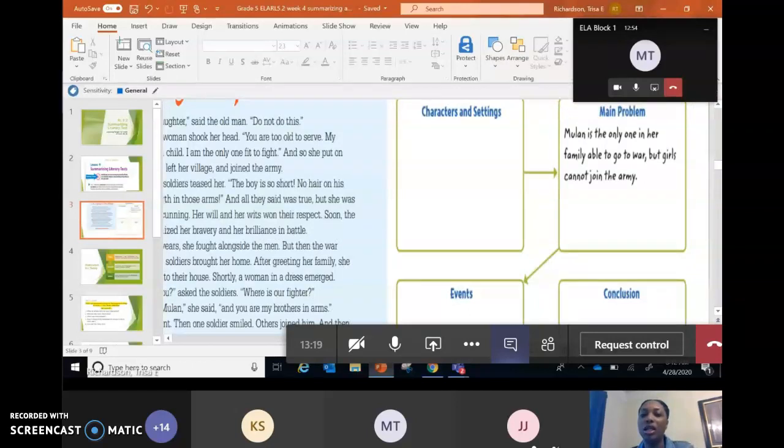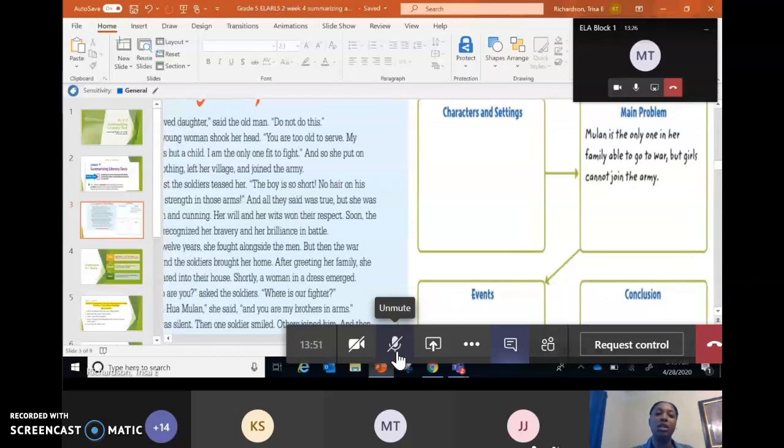Now, what I do want you to recognize is that the main problem is already given and established for you all. Today, you all are going to help me to determine the characters and setting, the events, and the conclusion only for this small bit of story right here. So it says the main problem is Mulan is the only one in her family able to go to war, but girls cannot join the army, which goes back and reiterates what Mizan just so eloquently explained to us.